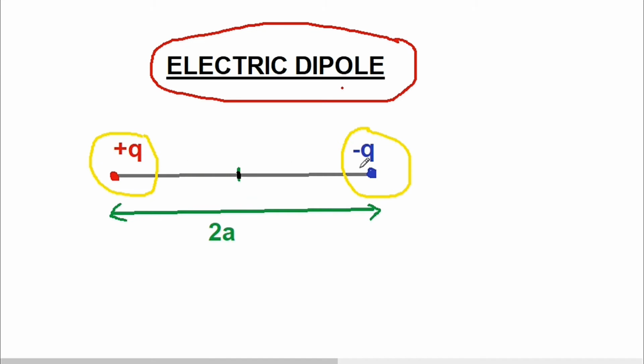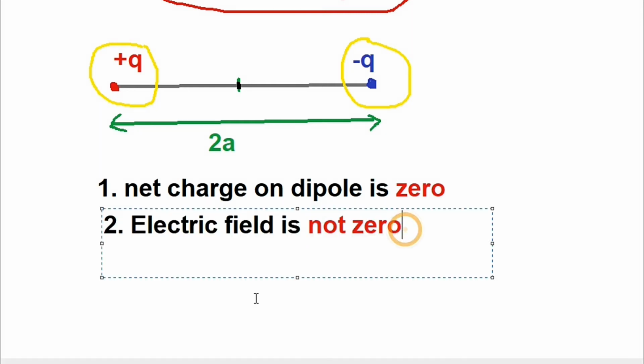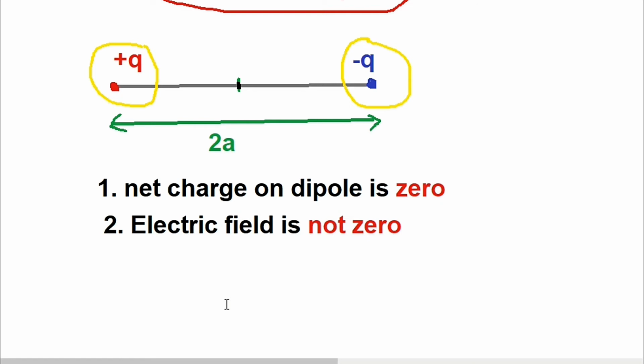Now there are some points which are noticeable about this electric dipole. Net charge on the dipole is 0. That is your first point. Yes, plus q and minus q will make the total charge 0. Second point, electric field is not 0, and we are going to find the electric field of the dipole because it is not 0.